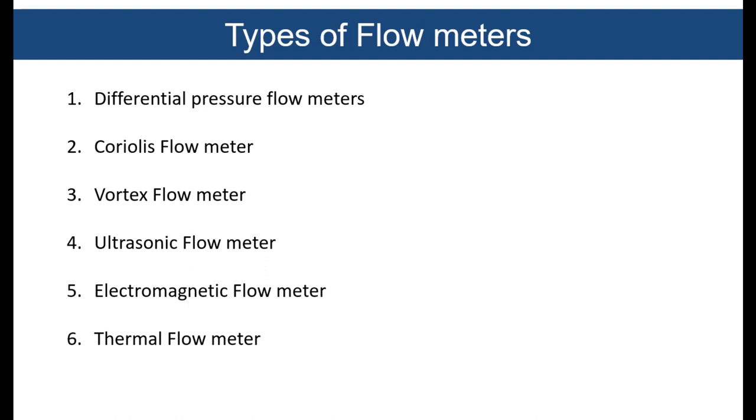Types of flow meter: differential pressure flow meter, Coriolis flow meter, vortex flow meter, ultrasonic flow meter, electromagnetic flow meter, thermal flow meter. All these are the types of flow meters which are used integrated with the transducer for measurement of the flow.